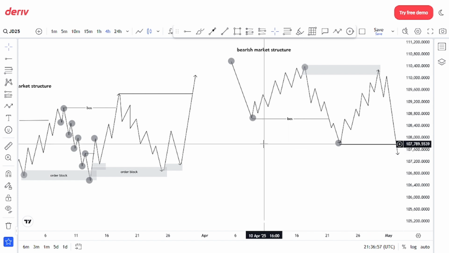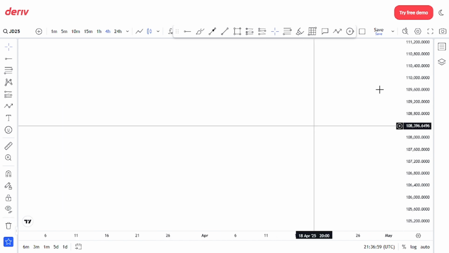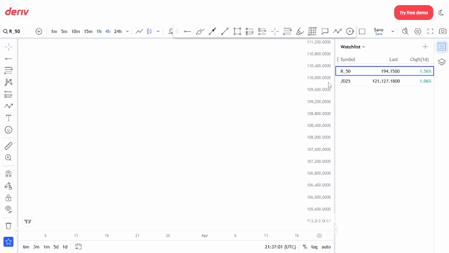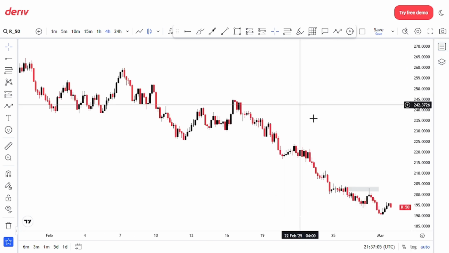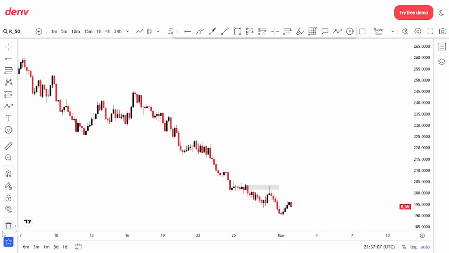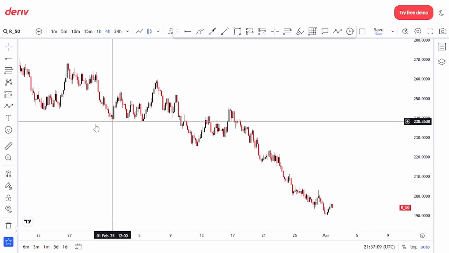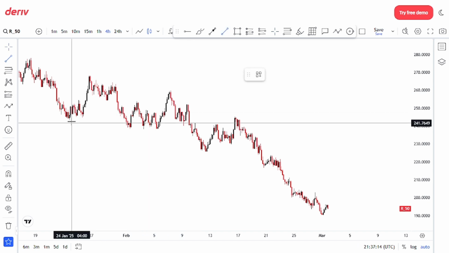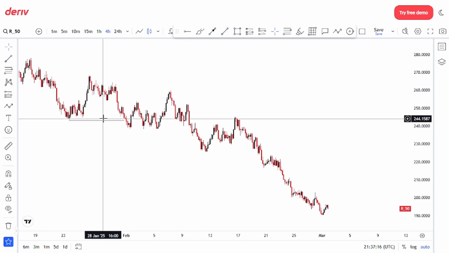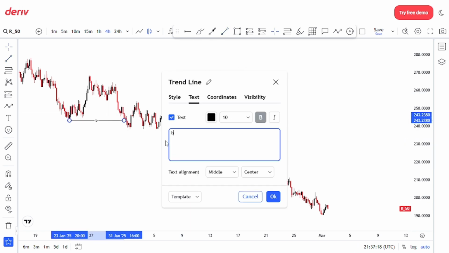So now let's get into the analysis that we have for today. First you have your Volatility 50 Index. So I'm just gonna remove everything. Looking at the current market structure, you can obviously see that the market was pushing to the downside. We had this break of structure here, break of structure within here, BOS.